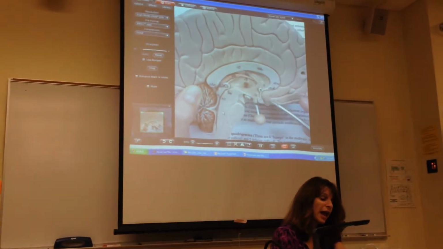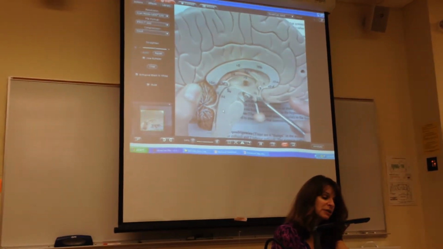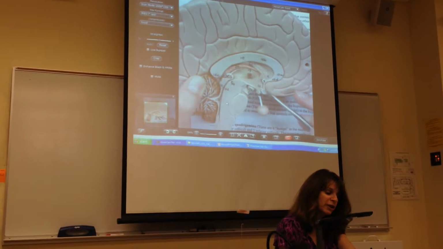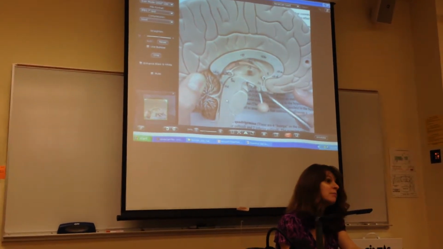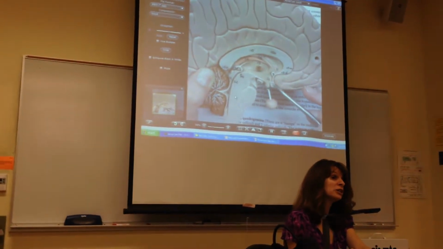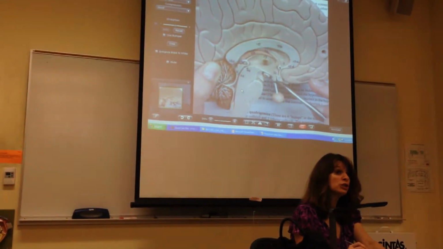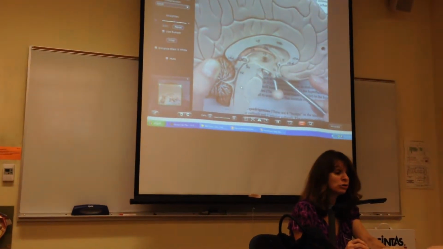In front or anterior to the hypothalamus, this little structure that you see right here, we're going to call the optic chiasm. We're going to do our brain dissections next time. Please make sure that you bring your closed-toe shoes and your goggles.